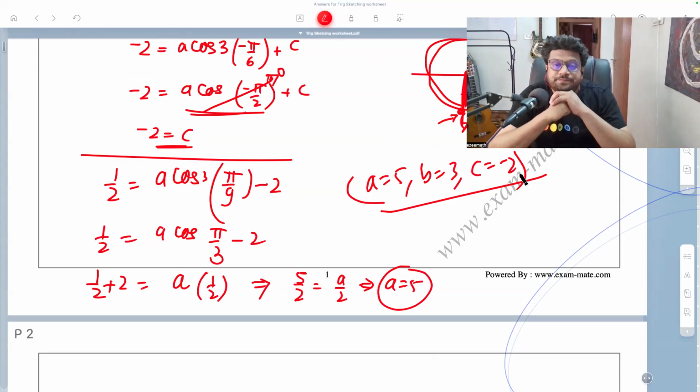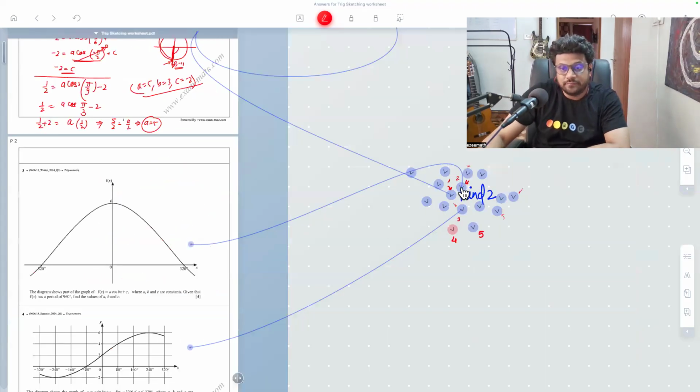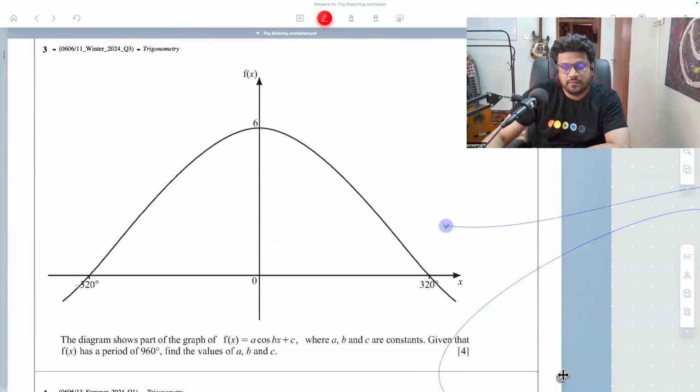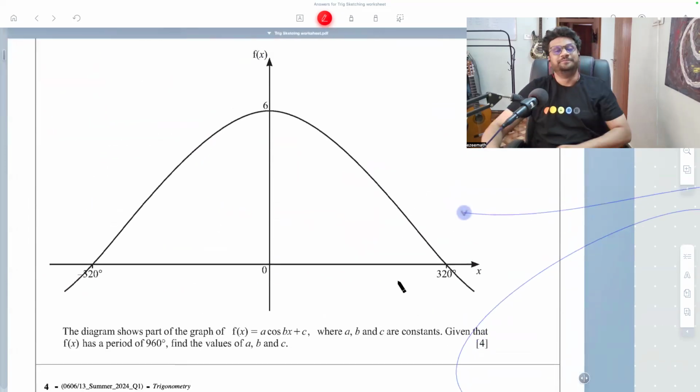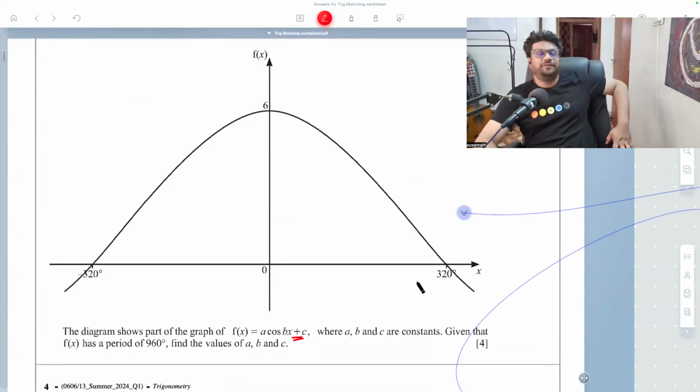Okay. That was one example. Let's look at another one. This is a nice one. They are saying this is a cost curve. ABC values are to be found.